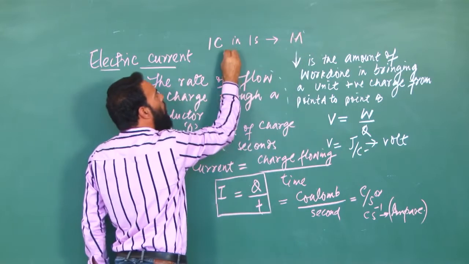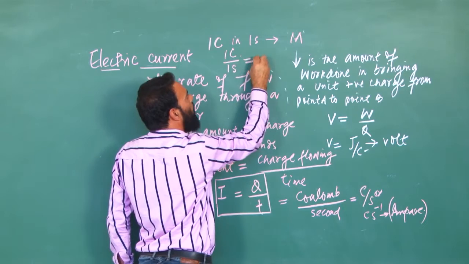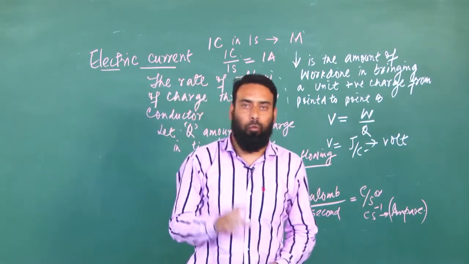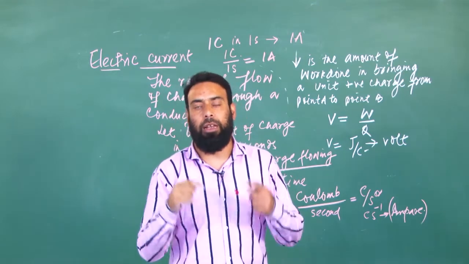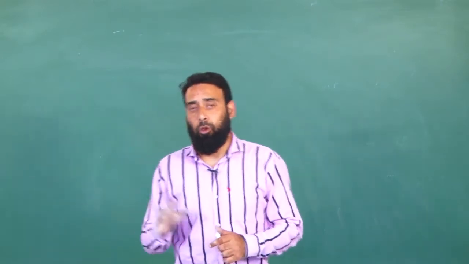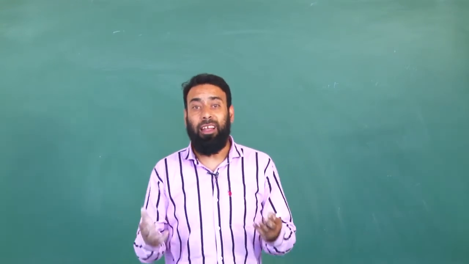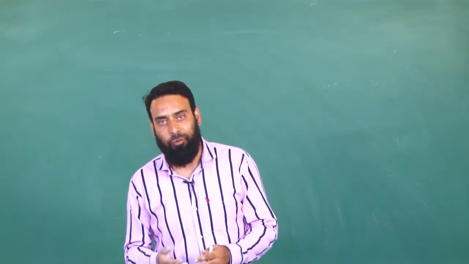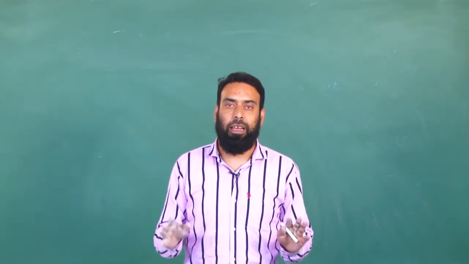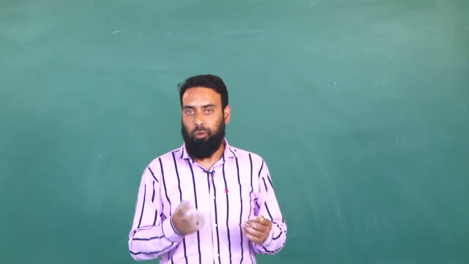So we can say 1 coulomb divided by 1 second is equal to 1 ampere. So a current is said to be 1 ampere when 1 coulomb of charge is flowing through a conductor in 1 second. Okay. So you got an idea about electric potential, potential difference, and obviously the current. So current, we have defined, is a flow of charge through a conductor in a unit time, or the rate of flow of charge.